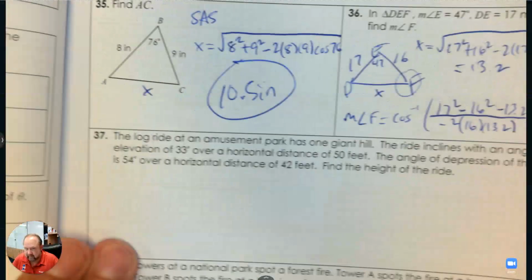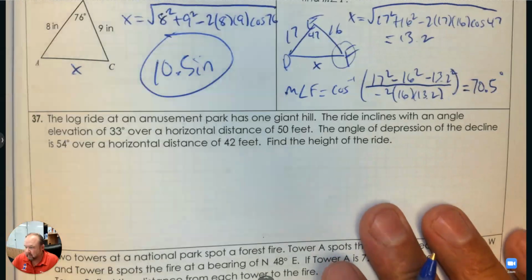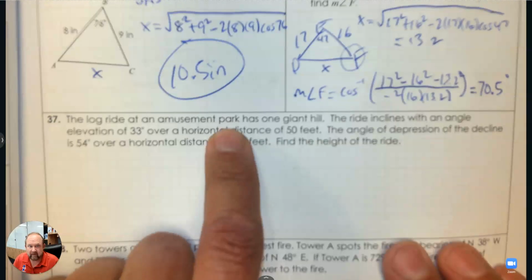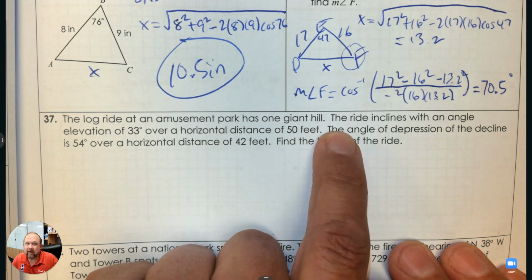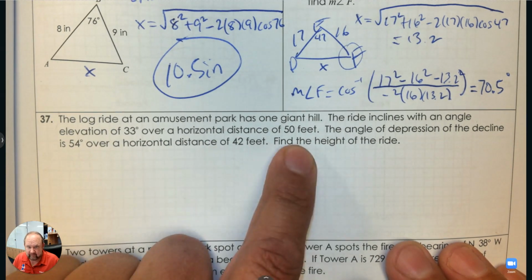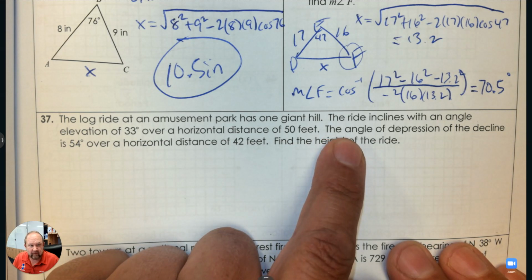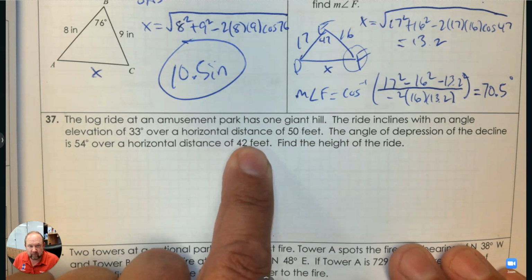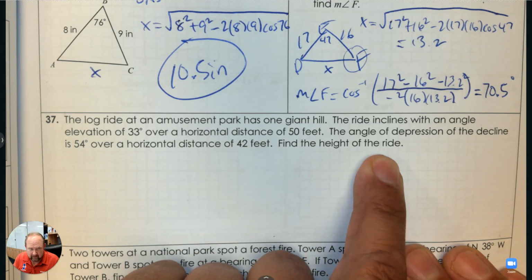All right, number 37. A log ride at an amusement park. It's now Tiana at Disneyland. It's one giant hill. The ride inclines with an angle of 33 degrees over a horizontal distance of 50. The angle of depression of the decline is 54 over a horizontal distance of 42. Find the height of the ride.